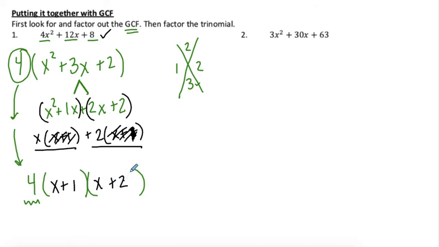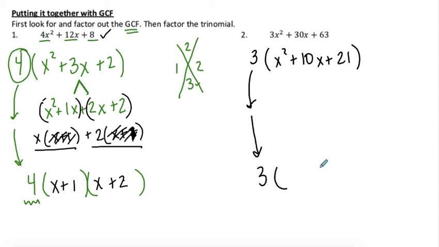All right, so this is the newer part here. The GCF is not new, but factoring a trinomial with a GCF is new. So let's look at this again. If I have 3x squared plus 30x plus 63, first look for and factor out the GCF. So what goes into all 3 of these is 3, leaving me with x squared plus 10x, and factor that out, we get 21. So again, the 3 comes down.